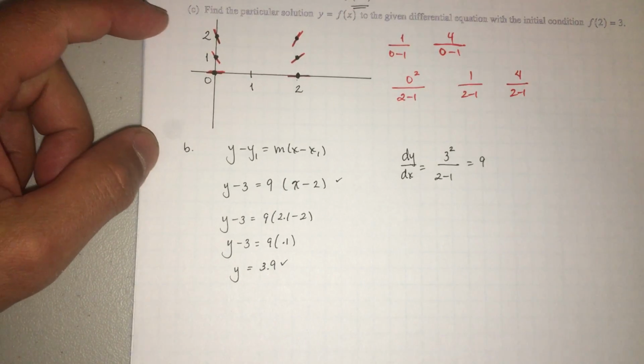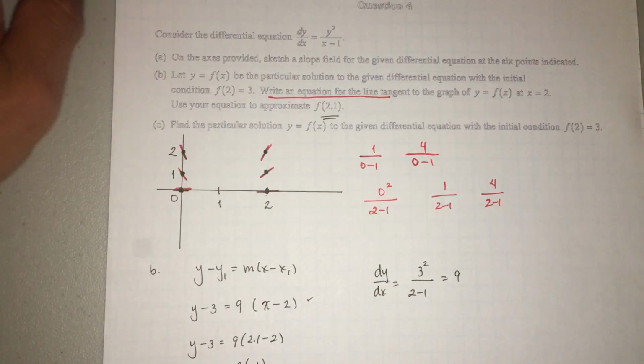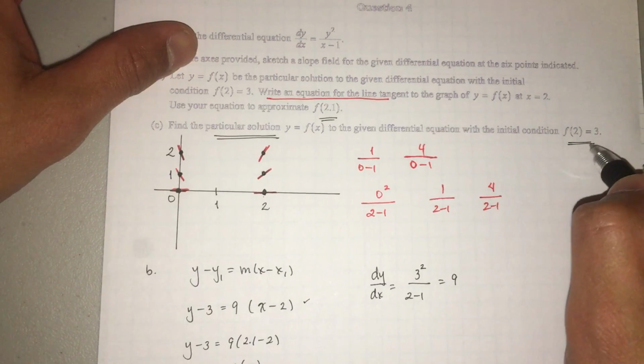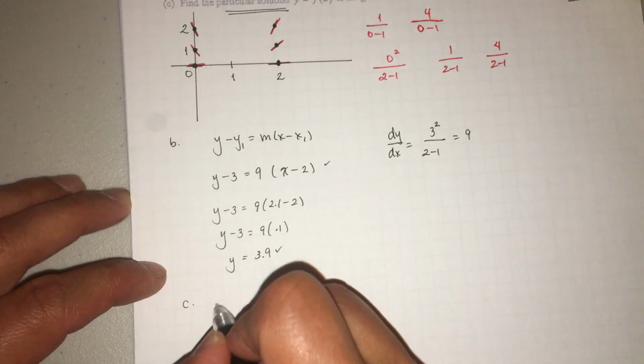Part B. Last one, part C. It says find the particular solution to the given differential equation with the initial condition f of 2 equals 3. So look at this. Find the what? Particular solution using this point. Boom. Okay. So I'm going to have to go ahead and separate this guy. Okay. So let's go ahead and do part C.